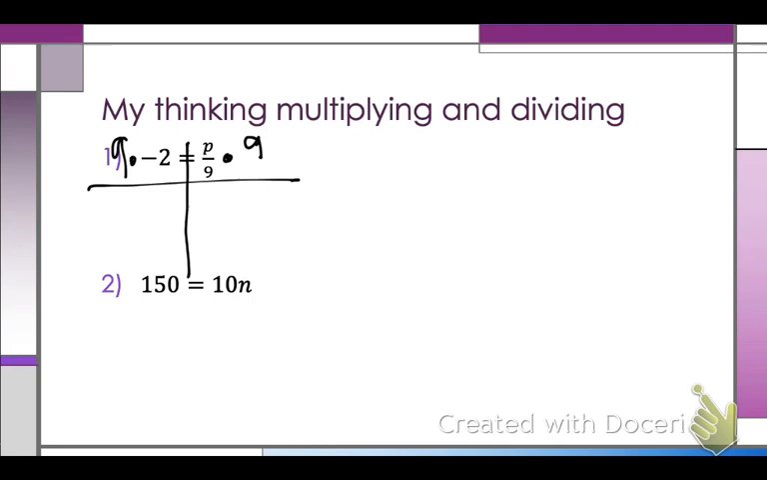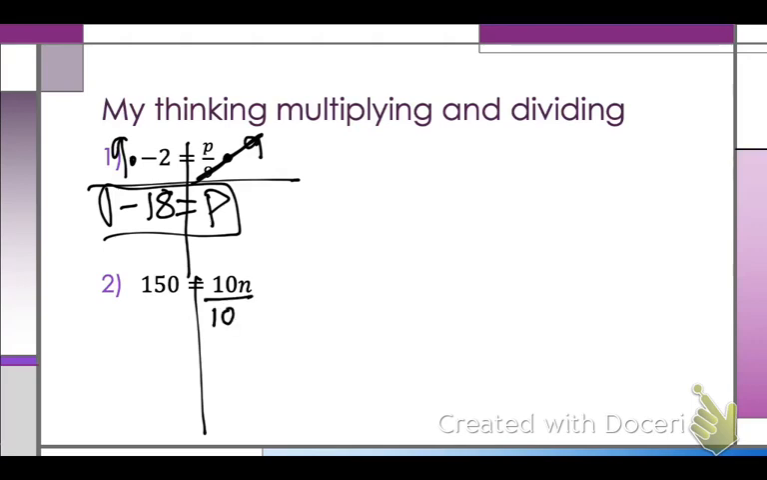9 times negative 2 is negative 18. The 9's cancel, and I'm left with P equals negative 18. And then lastly, 10n represents multiplying. So I need to do the opposite operation, which is dividing. So I'm going to divide both sides by 10. 150 divided by 10 is 15.